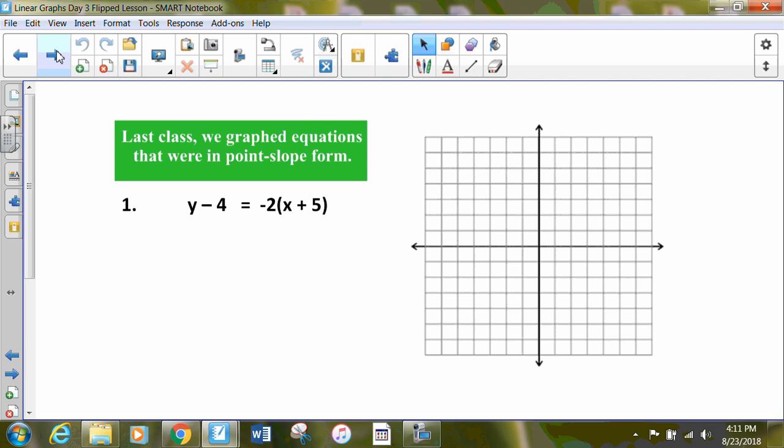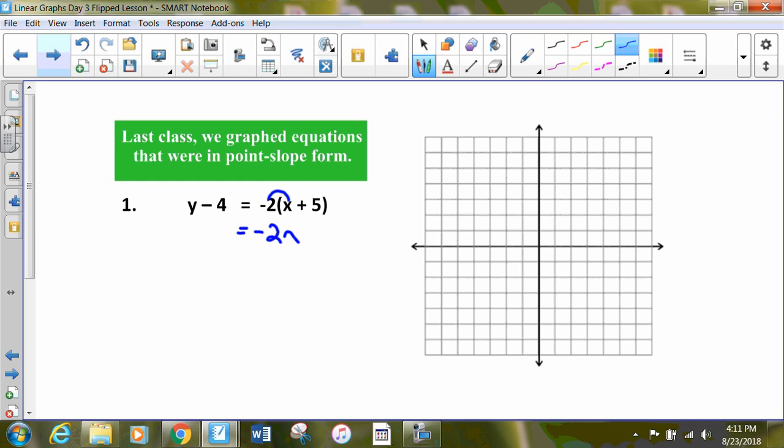So last class we graphed equations that were in point-slope form. We would look at these equations and realize we want to get rid of the parentheses by distributing the -2. So -2 times x is -2x. -2 times 5 is -10. We'd bring down everything else on the left side and we're almost there.